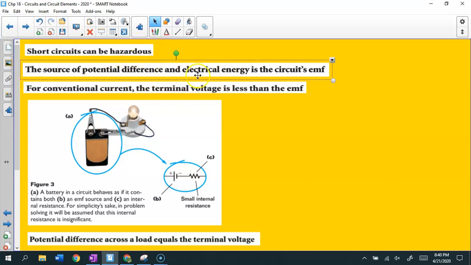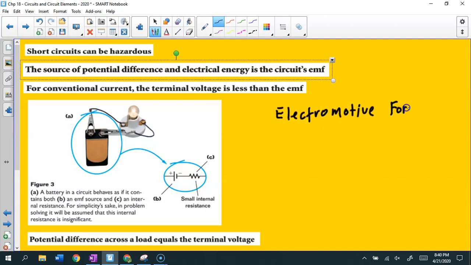Number two, the source of potential difference and electrical energy is the circuit's EMF. That's one thing that you need to know really well. EMF stands for electromotive force, all right? So what's causing those things to actually move through? That's called the electromotive force, and that's EMF for you, okay? But the other thing that's written here, and I want to discuss with you, is called a potential difference, okay?